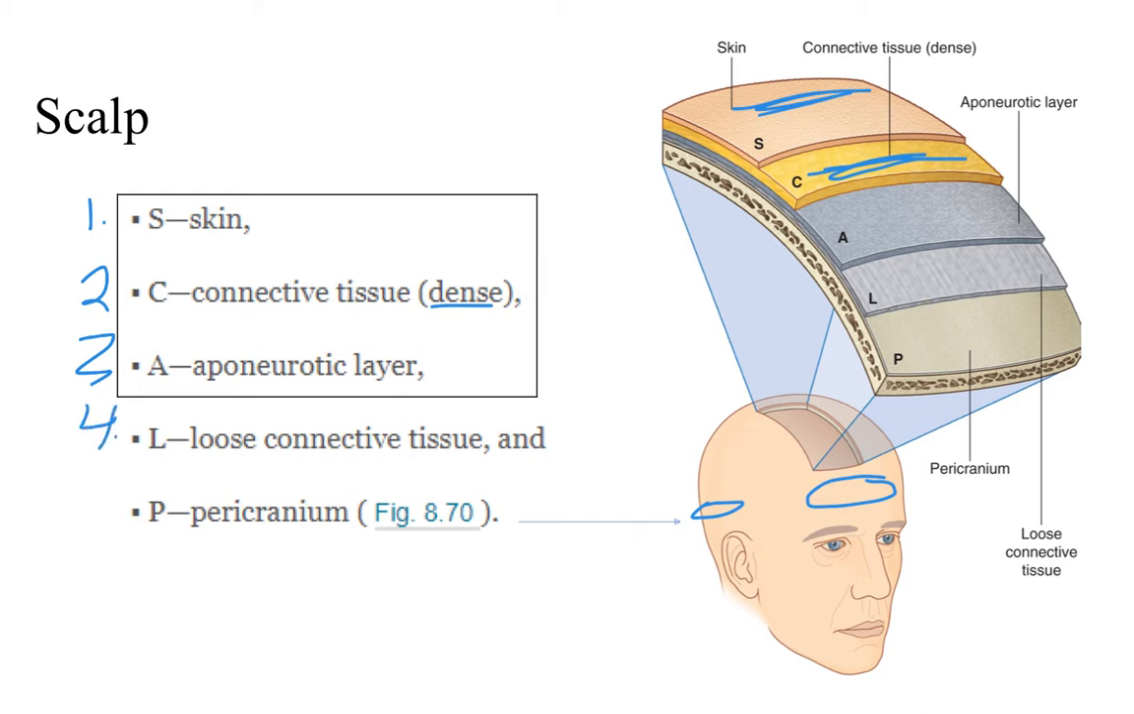The 4th layer is our loose connective tissue layer, and the 5th layer is our pericranium. All right, 5th layer, pericranium, right here, and that's sitting right on top of the bone. It's basically the periosteal layer.